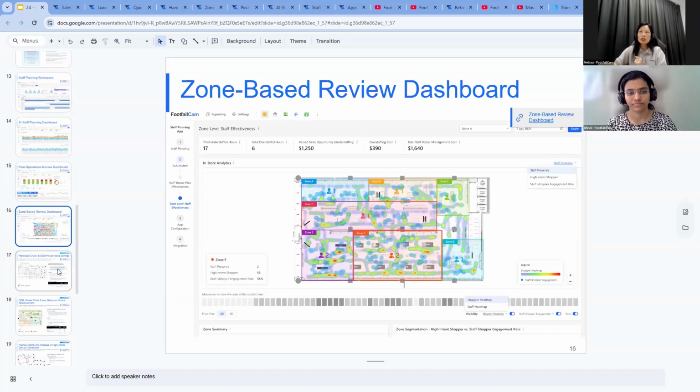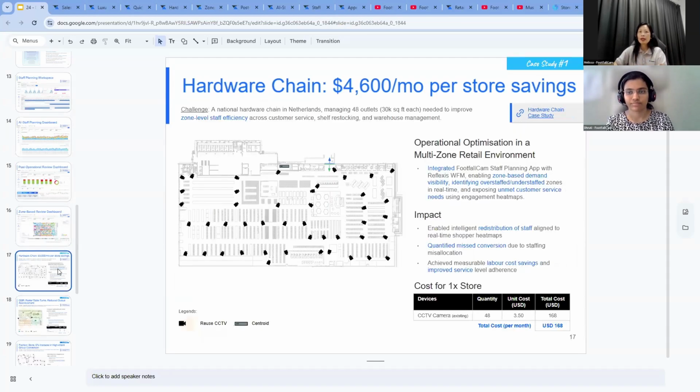Now let us move on to look at some real case examples. The first example is a hardware chain, a national hardware chain in Europe. They have very big stores, and they are using their existing CCTV with our Centroid. There's no upfront fee for this arrangement, and they only have a monthly license subscription cost of $168. This price is very affordable, very reasonable, and look at what we can achieve with that.